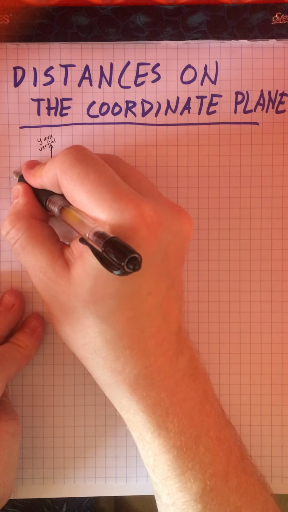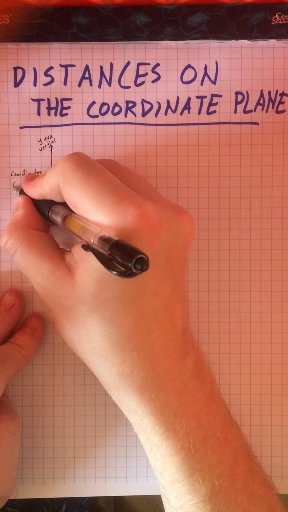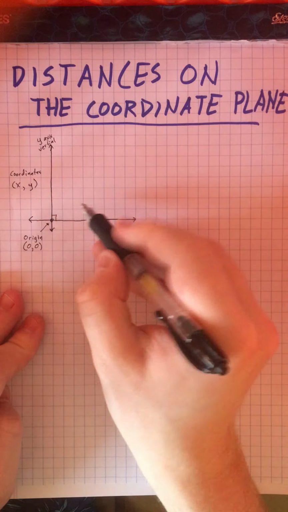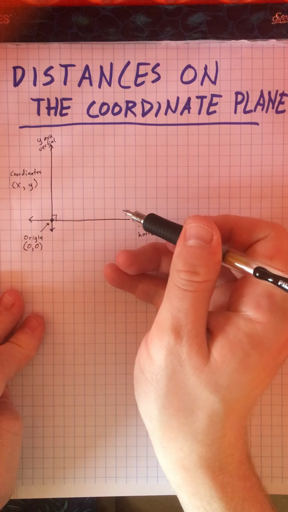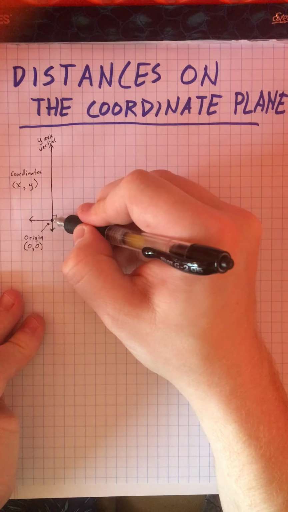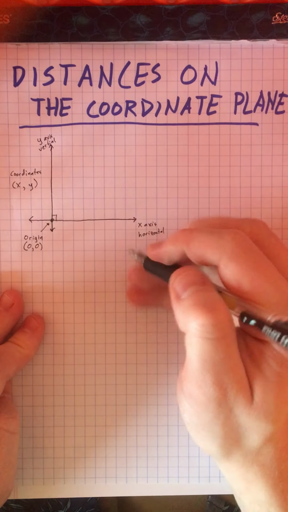Remember that coordinates are always given as an x value and a y value, where the x shows how far to the right, or if it's a negative number, to the left of the origin you are, and the y value shows how far above, or if it's a negative number, below you are up to the origin.